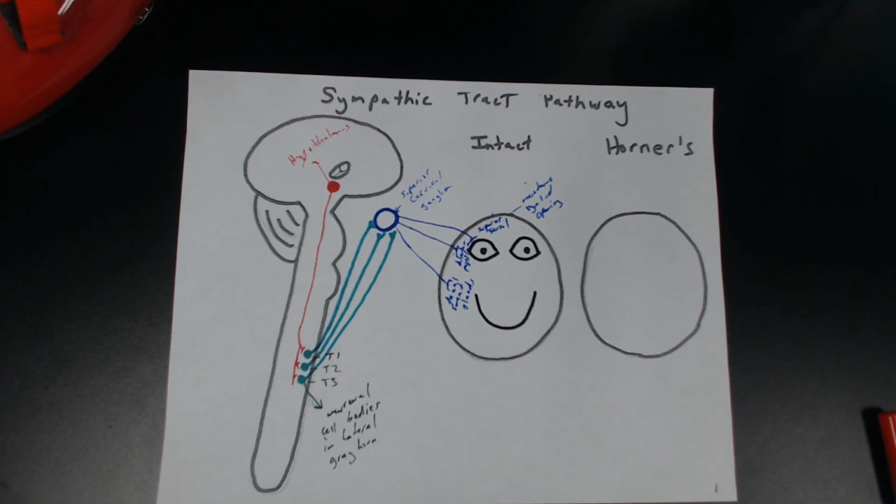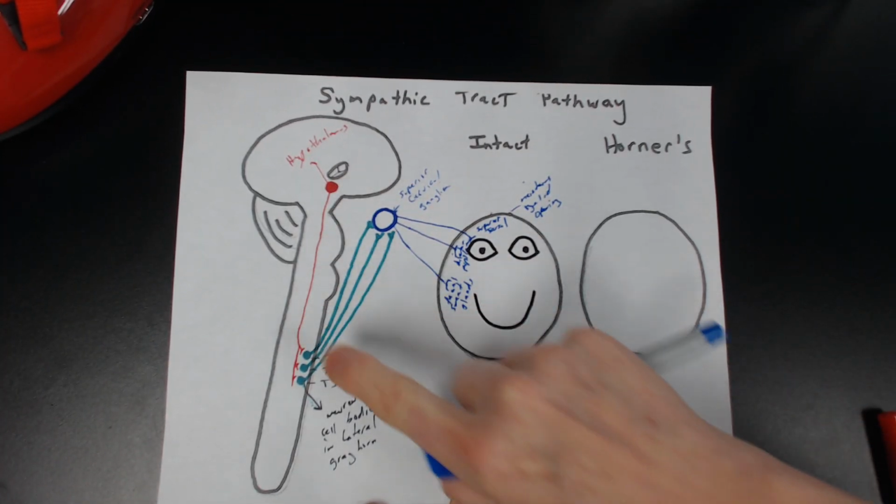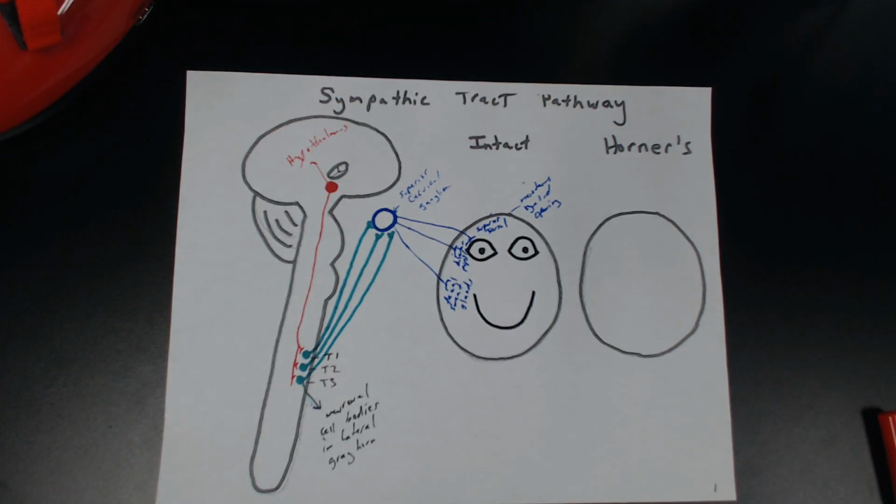Okay, so in the intact sympathetic tract pathway, you have axons being sent out by neuronal cell bodies in the hypothalamus. Those axons travel down through the brainstem cross sections that we saw. We saw the sympathetic tract previously. They travel down to the level of T1, T2, and T3 to synapse with neuronal cell bodies in the lateral gray horn. Those neuronal cell bodies then send out axons to the superior cervical ganglion.